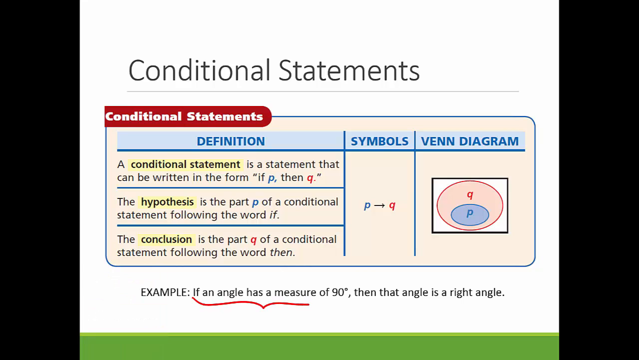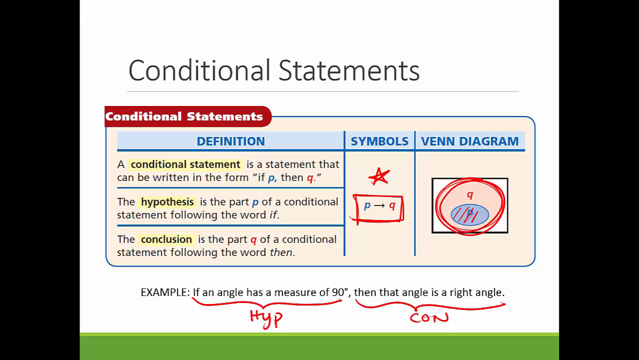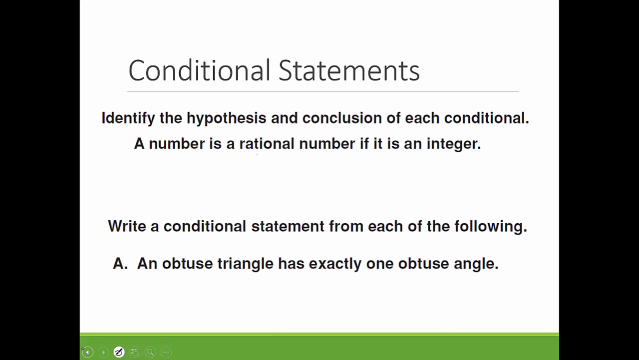So this part right here is my hypothesis. If an angle has a measure of 90 degrees, then I can draw this conclusion, that that angle has to be a right angle. We use this symbol, P, then Q, a lot. A Venn diagram just states that if it's in P, then it also has to be in Q. We use that a little less, but we'll use the symbols again today.